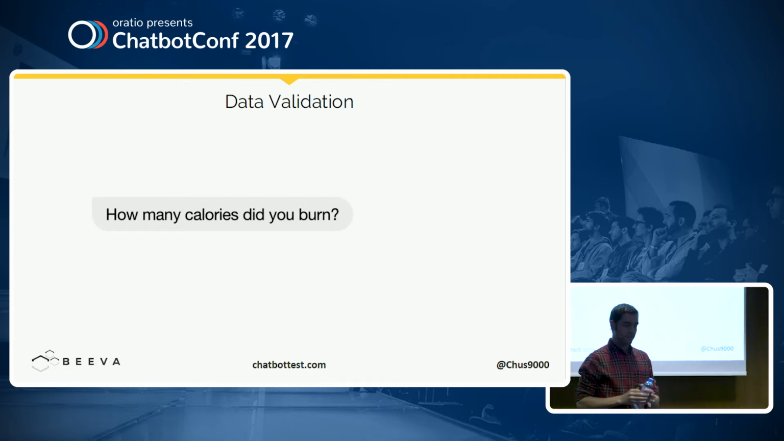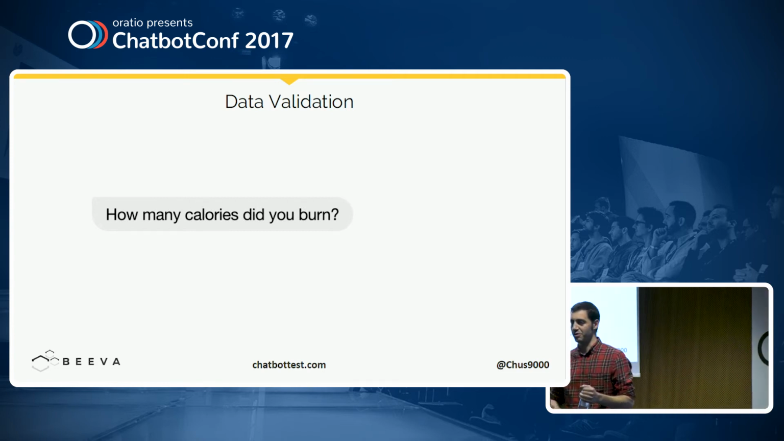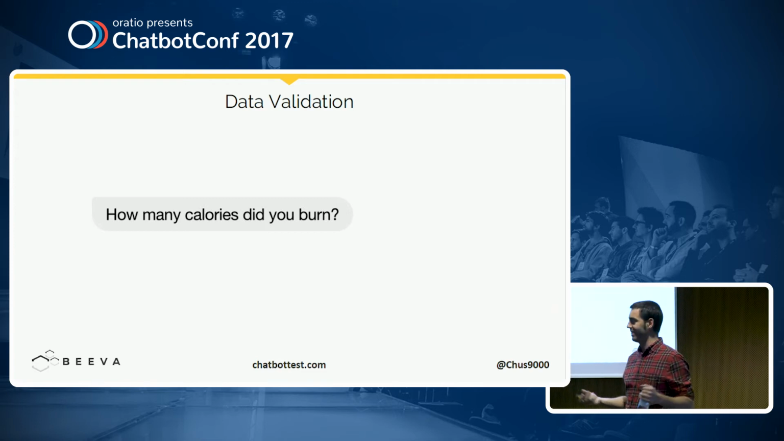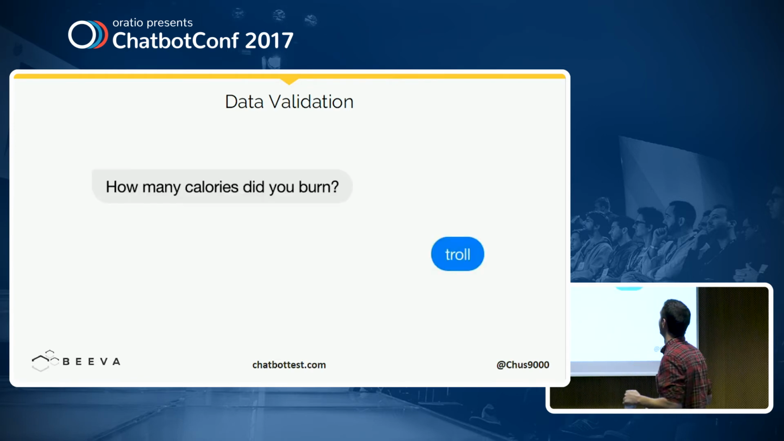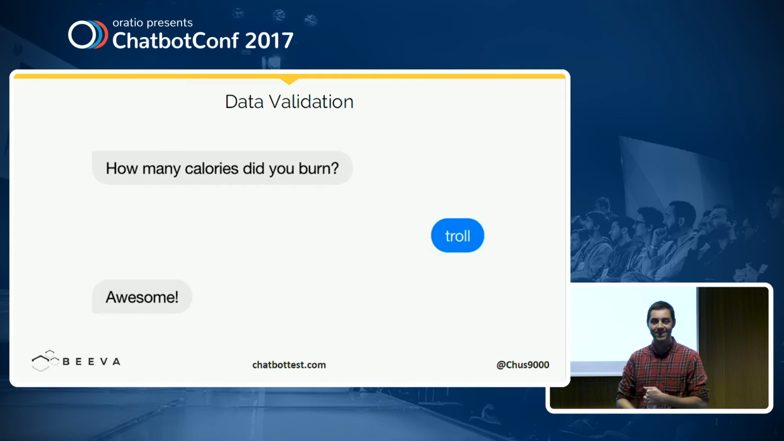But the data validation, this is something that was solved in Typeforms mainly, and I don't know why, with chatbots, we are having still a lot of problems. In this case, it's like, how many calories did you burn? Troll. He says, awesome. I don't think he understood anything at all. So why didn't he do anything with that? I don't know. Yeah, so wrong as well.